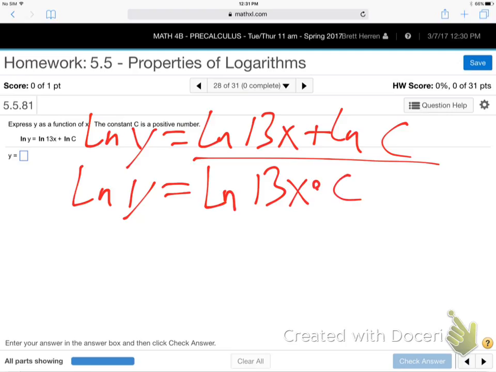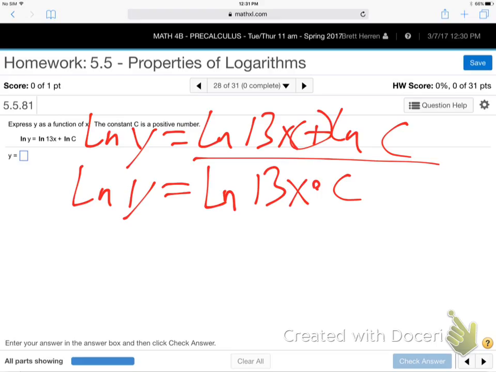multiplied. You don't have to put the dot. I'm just emphasizing. You can just write 13xc. It means multiplied. Good so far? Adding for 2 logs, an easier operation, becomes a harder job for 1 log: times.